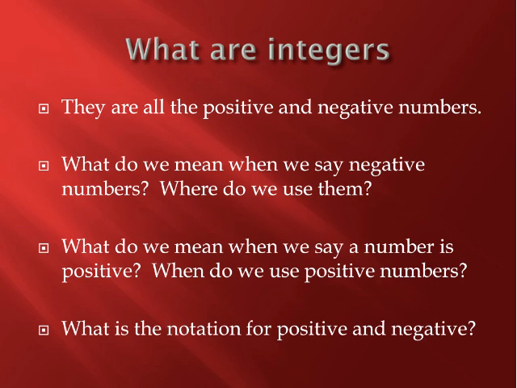So what are integers? And this is the part that would go in your Cornell notes. So you might want to pause right now and take a few notes. Integers, they're all positive and negative numbers. So all of the positive and negative numbers are integers. So what do we mean when we say negative numbers, and where do we use them?